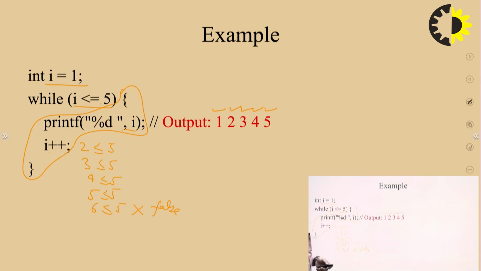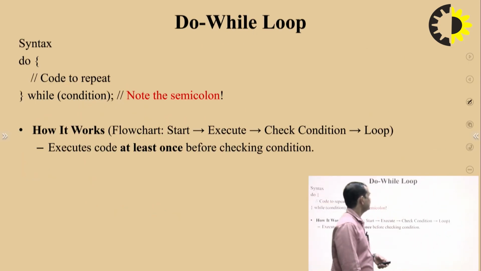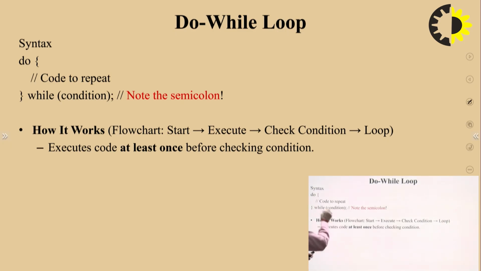So there is only one difference between the for loop and the while loop. In the while loop, we declare the conditions separately. Now we are using the do while loop. Here, what is the syntax? We are using the do.